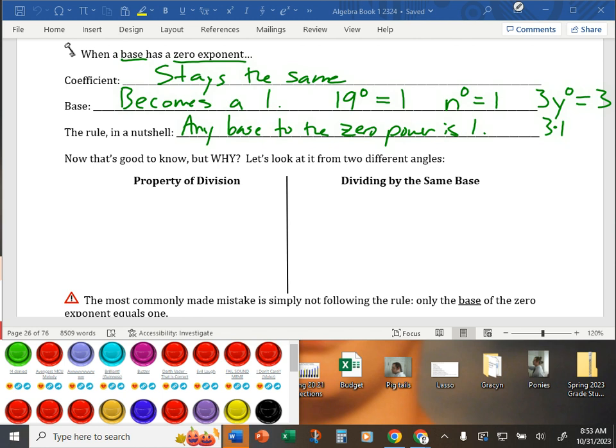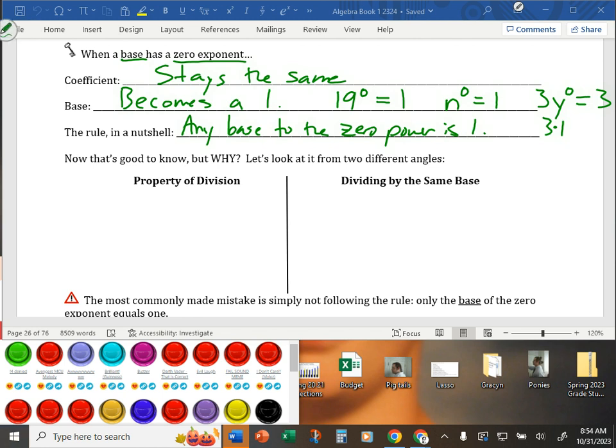Now, let's explain this a little bit, because there are some people saying that they don't understand it, which makes sense. This is kind of a confusing thing. How could this possibly be? Like, did someone just decide, oh yeah, we'll just make anything to the 0 power equal 1? No, there's actual mathematical reasoning behind this.